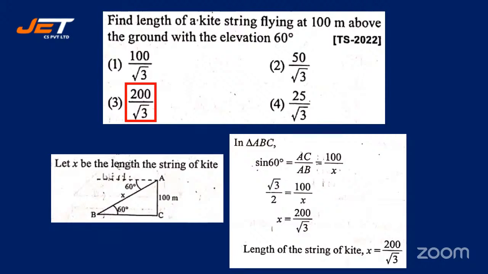And the height is 100 meters. So opposite side by hypotenuse. So 100 by x is equal to sine 60. So what is sine 60? The value of sine 60 is root 3 by 2. Thereby x is equal to 200 by root 3. So the length of the string of the kite, x, is equal to 200 by root 3. All right? Yes.